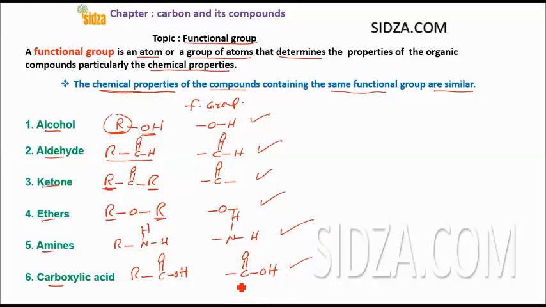You know, all these carboxylic acids will be acidic, right? No matter what the length of this alkyl chain is. This alkyl chain can be 1 carbon, 2 carbon, 3 carbon, anything, but all these molecules will be acidic in nature because of the functional group, because of the COOH. So the functional group is very important in a molecule, right? Because it is the functional group that determines the property of a compound. Hope you got the concept.